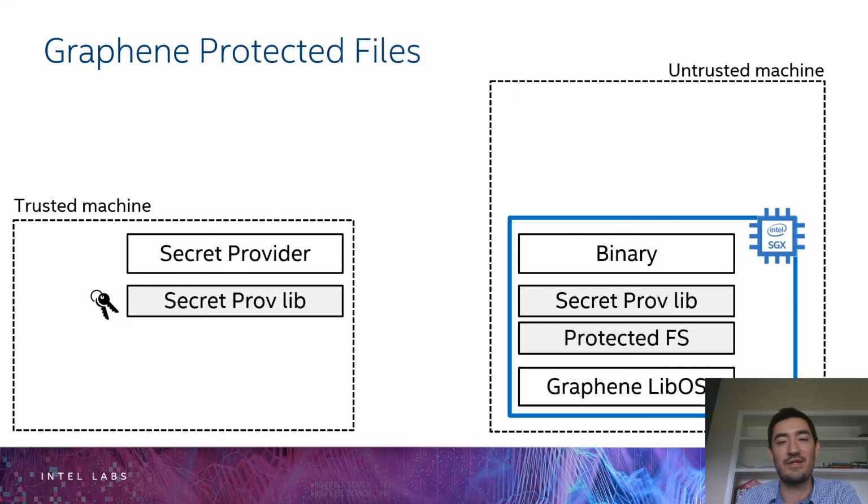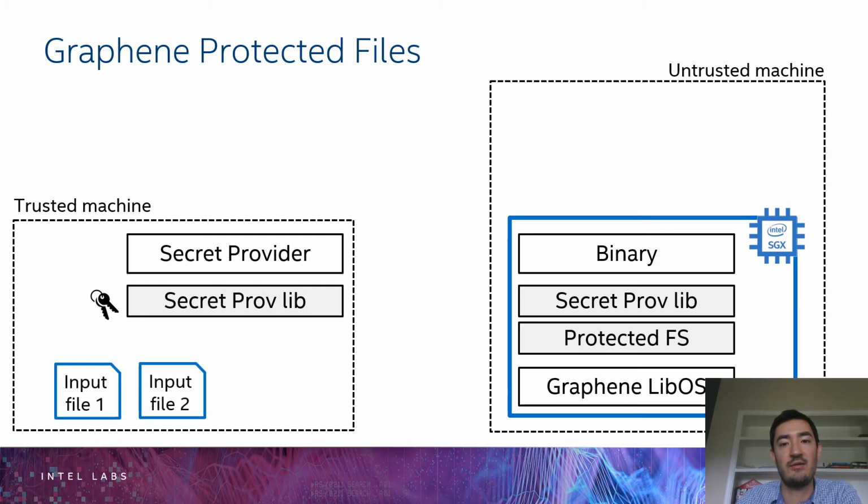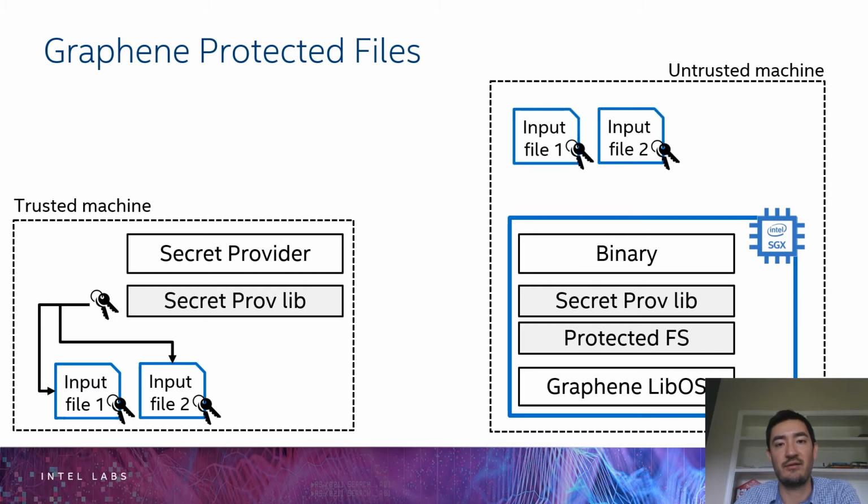Graphene also implements the feature of protected files. Since the user application runs on an untrusted machine, all input files, as well as produced output files, must be at least integrity protected. And if user files contain sensitive information, they must also be encrypted. With the protected file system implemented in Graphene, all required files to run the workload are created by the user on her trusted premises first. The files are then encrypted with a symmetric key. After that, the files may be shipped to the untrusted machine together with the application binary and Graphene.